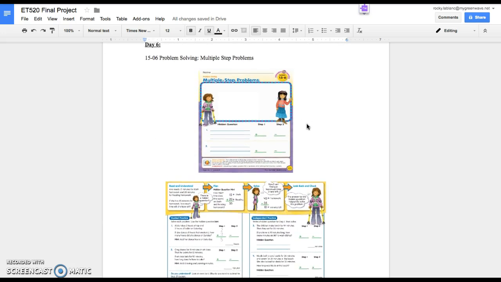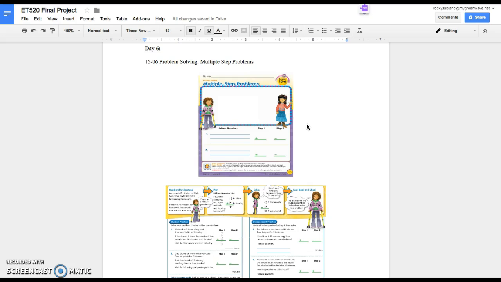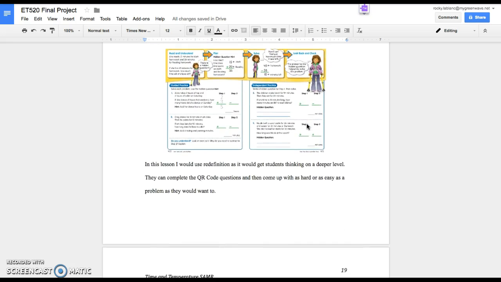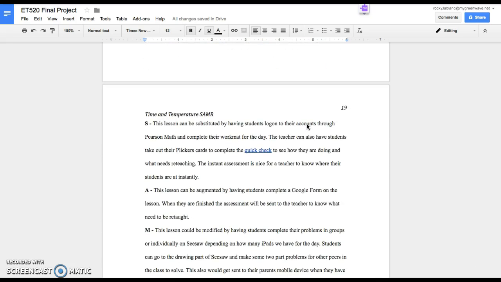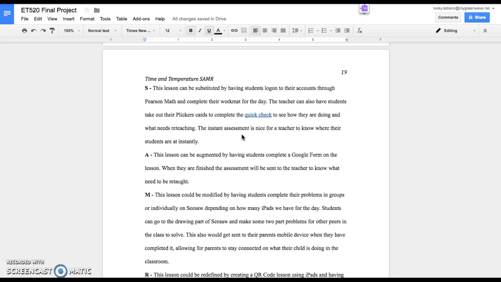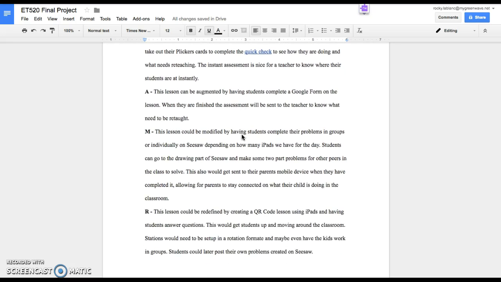Day 6, multiple step problems. This is the very last lesson of our thing here. For substituting this lesson, students can do their quick checks through clickers, just like I said before. Log on to their online accounts. There's not much out there to where I can substitute the lesson. That's basically how I can keep it the same.